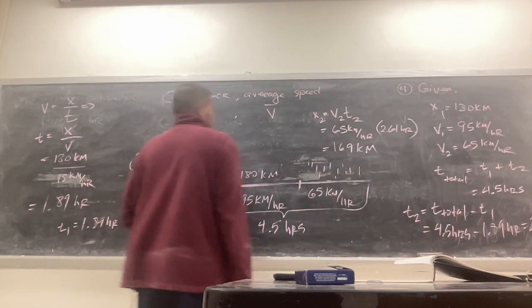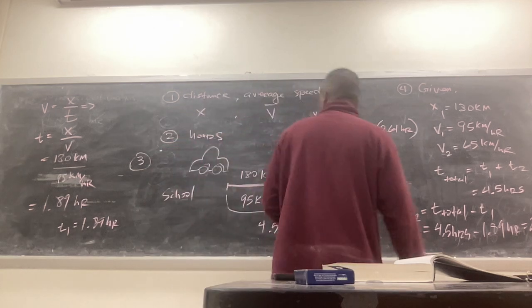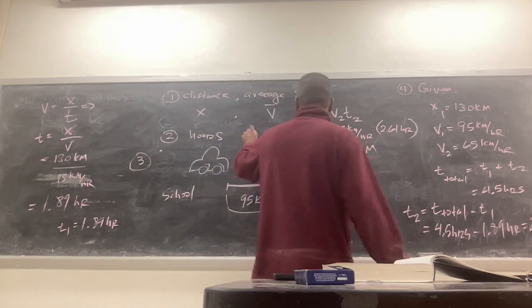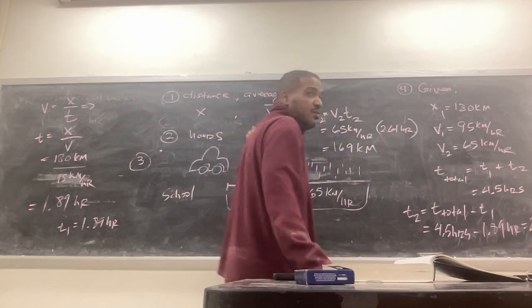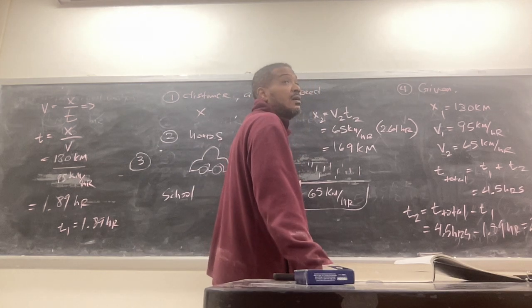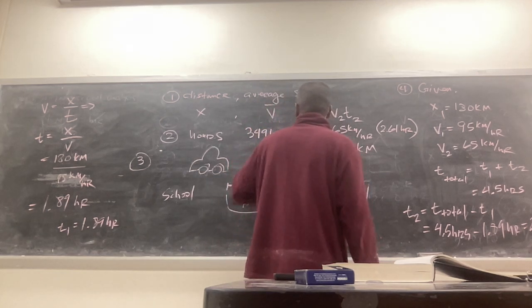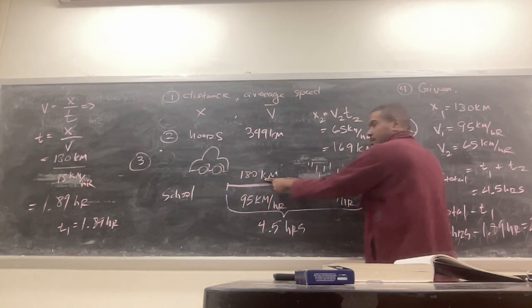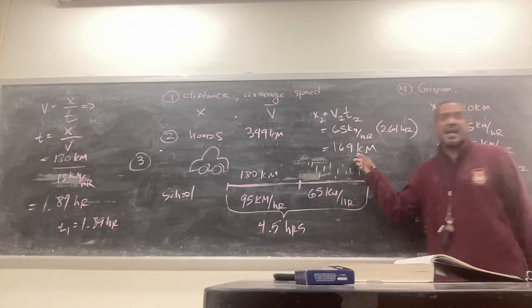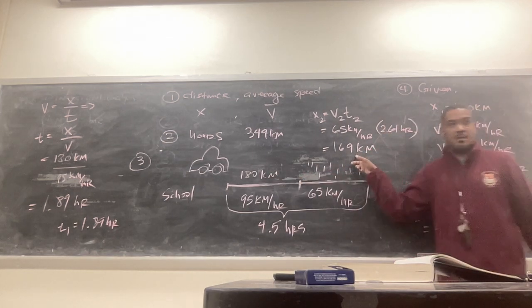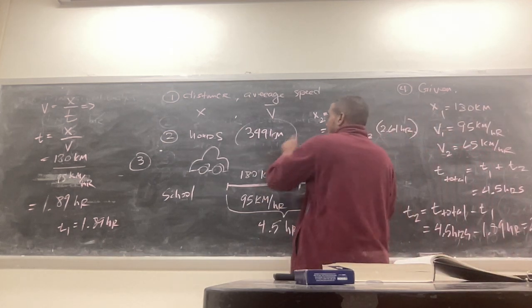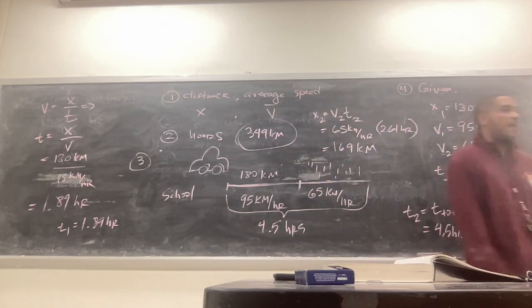So, I run out of room. So you right? What was it? Three? What is it? 180? 349. Everybody got it? All right, 349 kilometers, right? And everybody see where we got that from, right? Yeah. 180 plus 169. 349 kilometers.